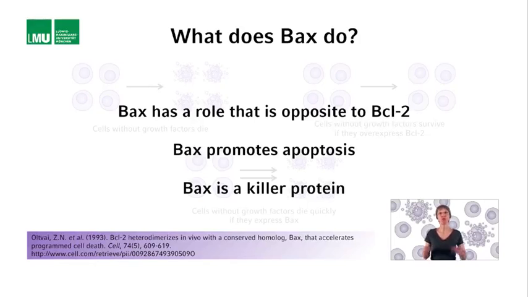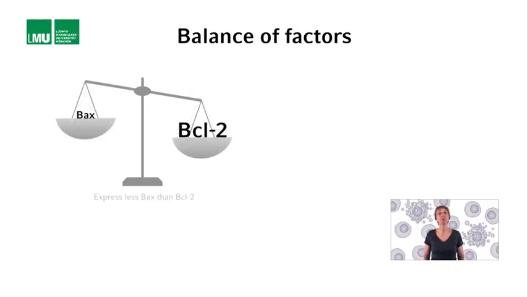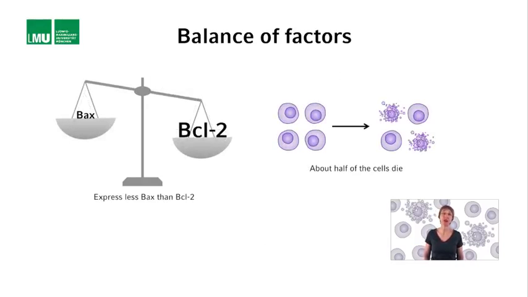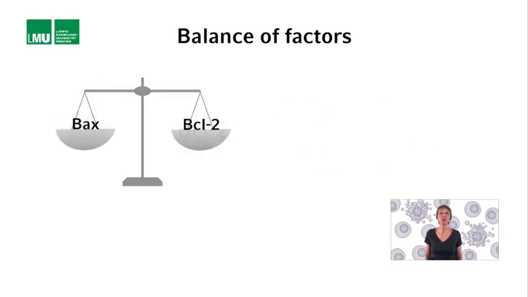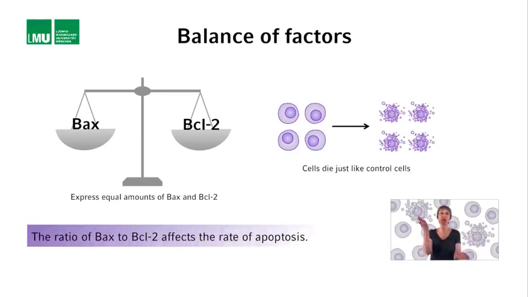Bax and BCL2 physically interact. What happens if you express both proteins in cells? Who wins? They found that if they expressed less Bax than BCL2, about half of the cells still survived after growth factor deprivation. However, if they expressed equal amounts of BCL2 and Bax, the cells died just like the control cells. Therefore, the ratio of BCL2 and Bax affects the rate of apoptosis. More BCL2 than Bax, cells survive. More Bax than BCL2, cells die.